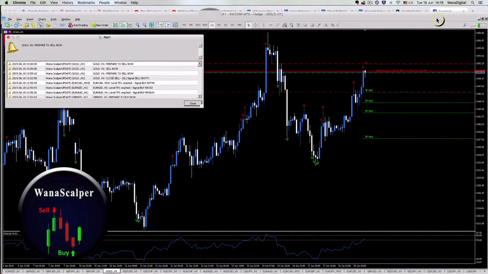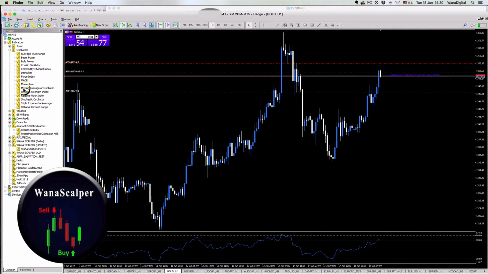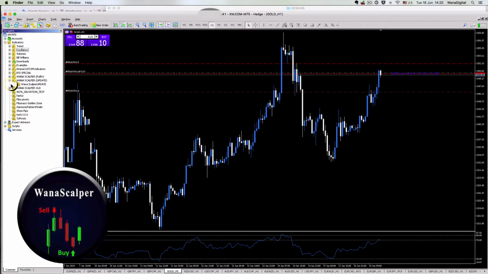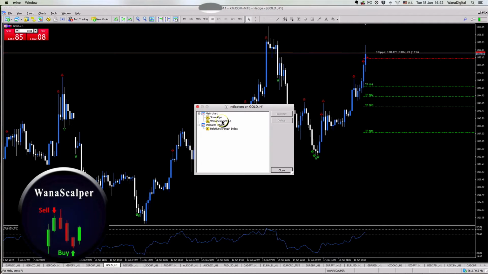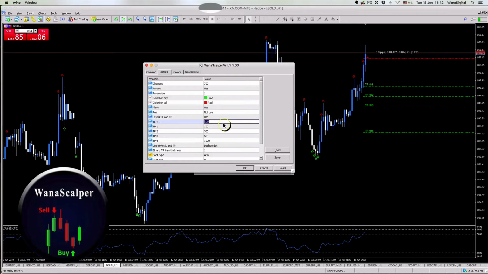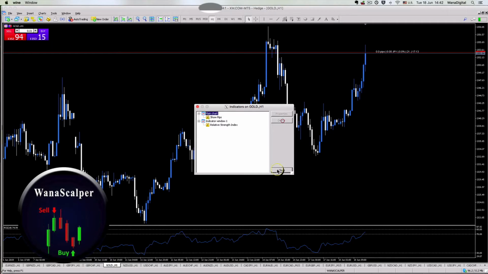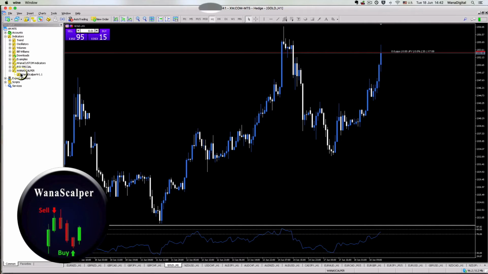So when you buy the indicator, you're going to load it up onto your chart. As you can see on this chart, I already have one trade running. I already had the indicator installed on my chart before. I just took it off. So once you have your indicator installed into your trading platform, personally for this video I'm using MetaTrader 5. As you can see, I'm on a live chart. This is a live account. So I'm just gonna add the indicator, the WanaScalper indicator, onto the chart.